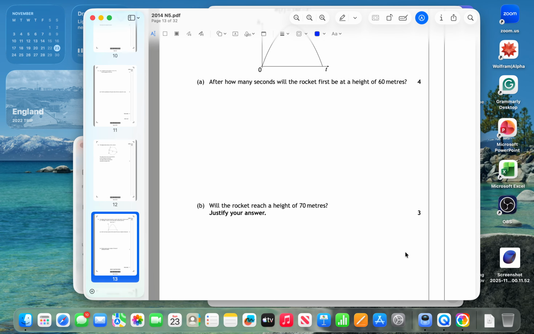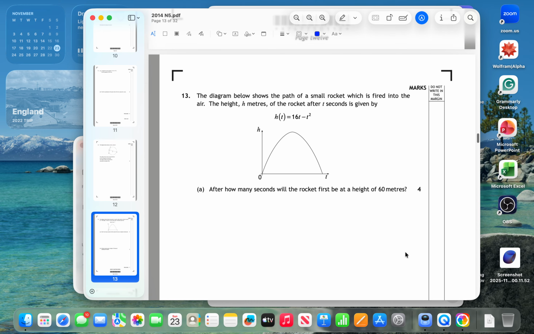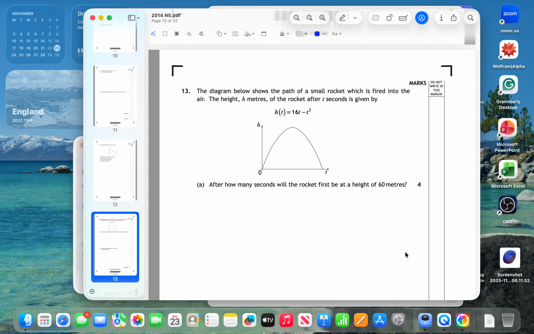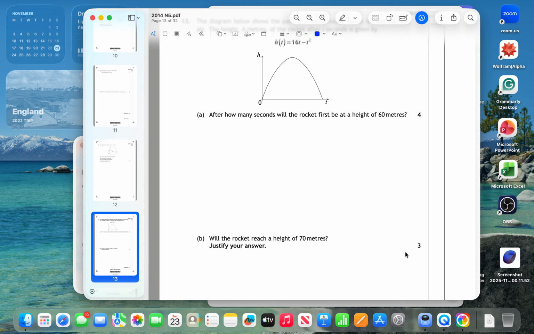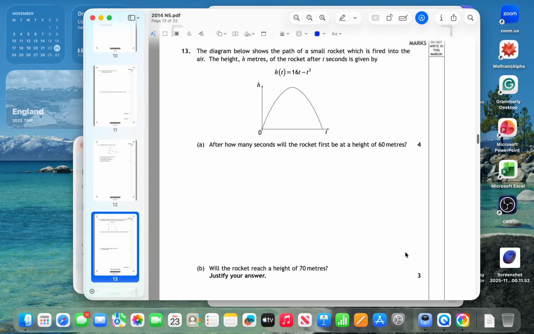So, as I said in the last video, I would look at part B of the 2014 paper 1 question 13, and we looked at the height of the rocket. The next part is we need to establish if the rocket will or won't reach a height of 70 meters. There are two ways to do this.